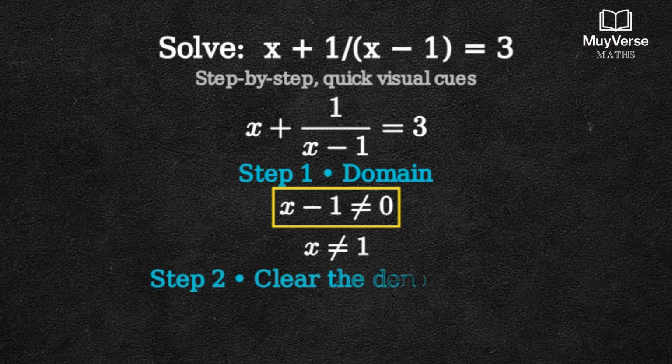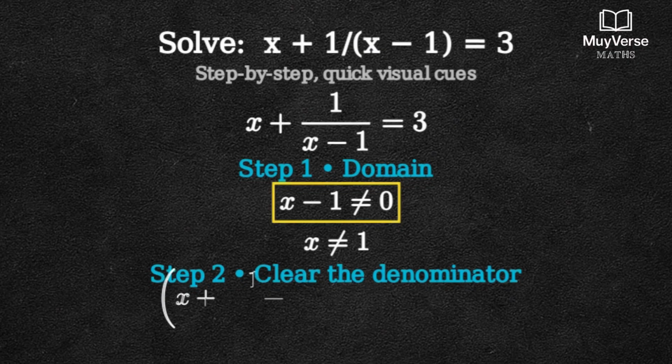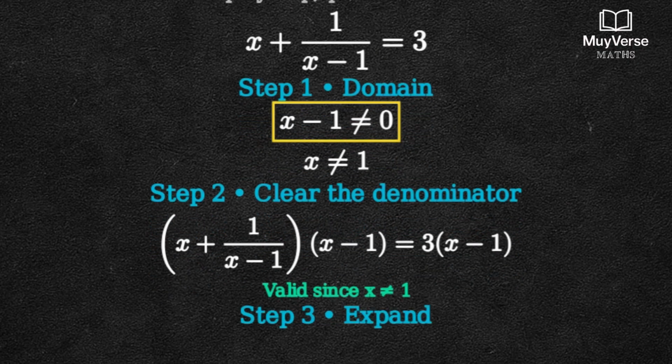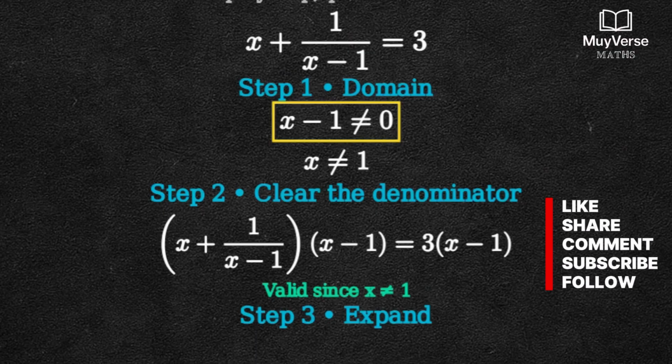Step 2. Clear the denominator by multiplying both sides by x minus 1. This is valid because x is not 1. Step 3. Expand each side. On the left, x times (x minus 1) plus 1 equals x squared minus x plus 1. On the right, 3 times (x minus 1) equals 3x minus 3.